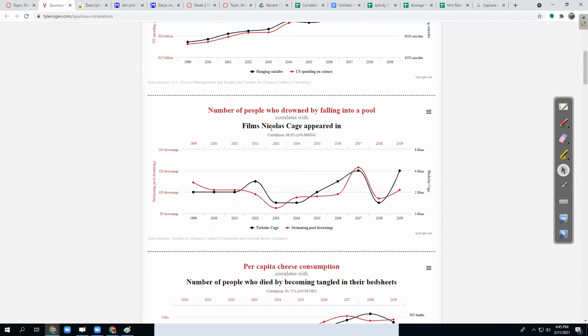Another one here, Nicolas Cage films versus the number of people who drowned by falling into a pool. If Nicolas Cage made a lot of movies in a particular year, more people drowned in pools. If Nicolas Cage made very few movies, less people drowned in pools. And if we were to graph these two together, we would find the points kind of lined up.